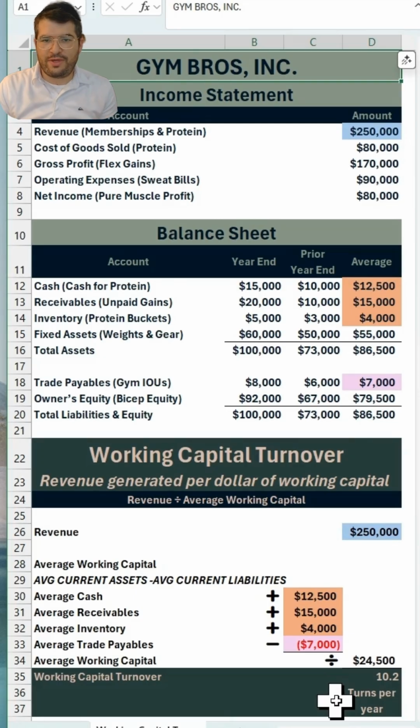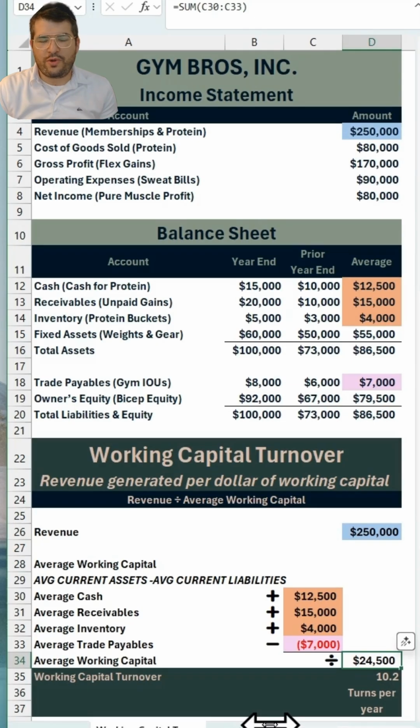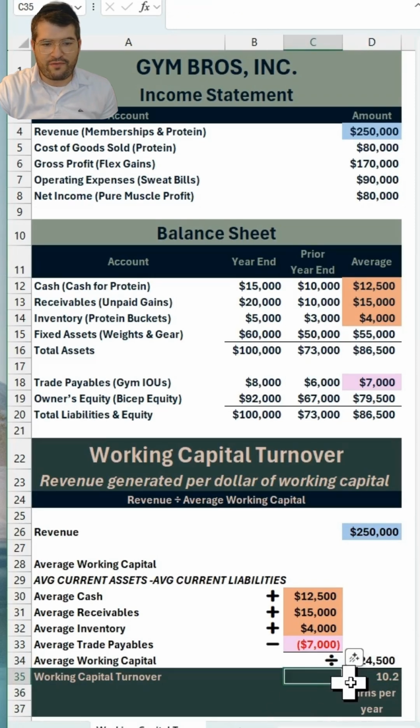So in this case, your revenue is $250,000. Working capital is your current assets minus your current liabilities. We're going to take the averages over here. So on this balance sheet, that's cash, receivables, and inventory minus trade payables. So that's going to give you a net average working capital of $24,500. So if you take your $250,000 divided by the 24.5, that's telling me that on average you replenish your working capital about 10 times per year.